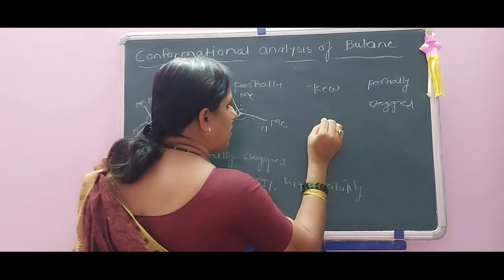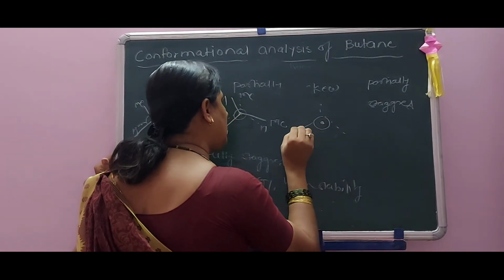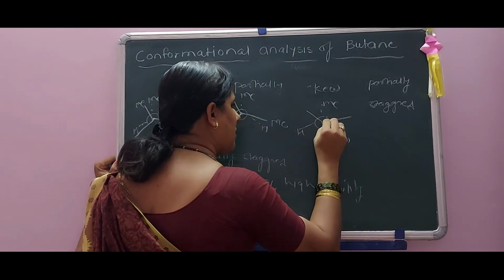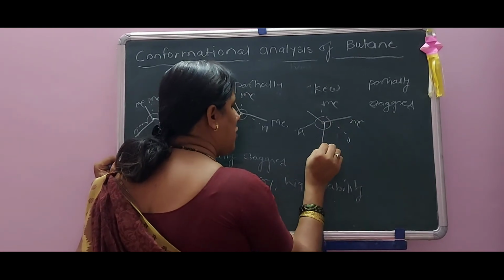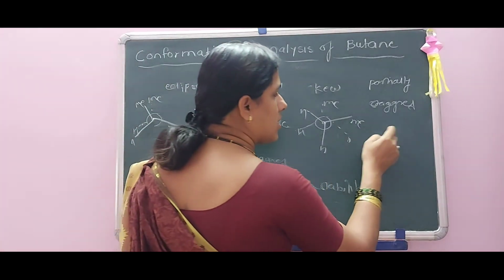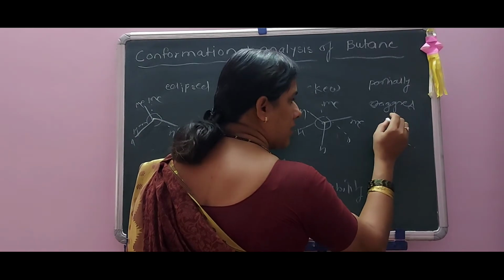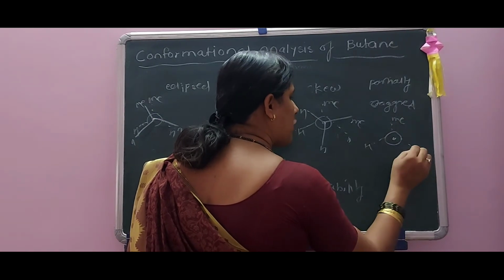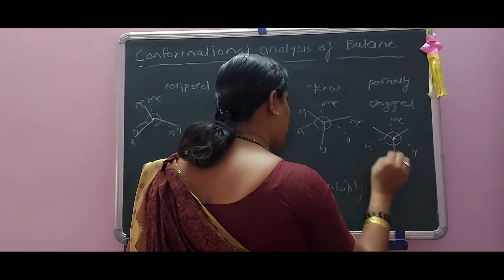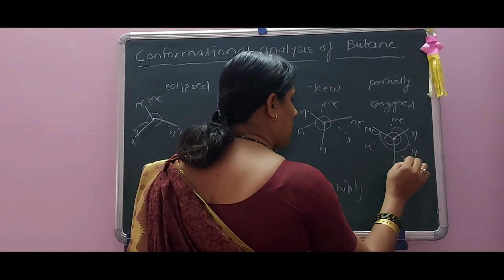The skew conformation is here: Me, H and H, here H, H, and then Me, H and H. This is the skew. Partially staggered means 60 degrees and here 300 degrees. This is Me, H, H. Here also 300 degrees means: from here, Me, H and H. This angle comes to be 300 degrees.